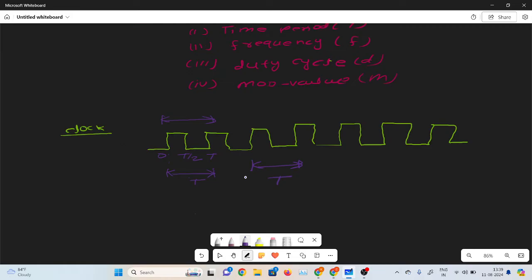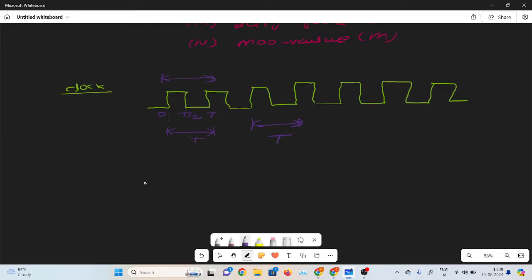Now the next thing is the frequency. The frequency is the reciprocal of the time period, that is, frequency is 1 by time period. What is the meaning of the frequency? It means how many times the waveform repeats itself per second. That is called the frequency, and frequency is 1 by time period.